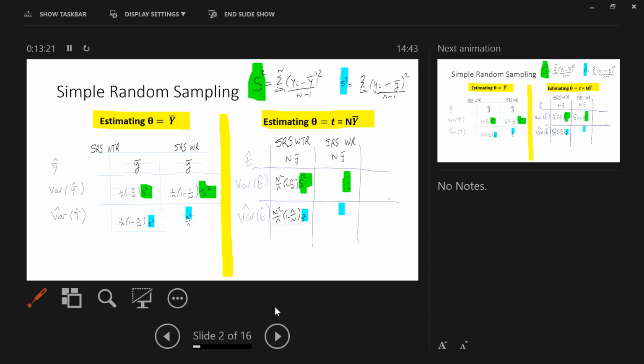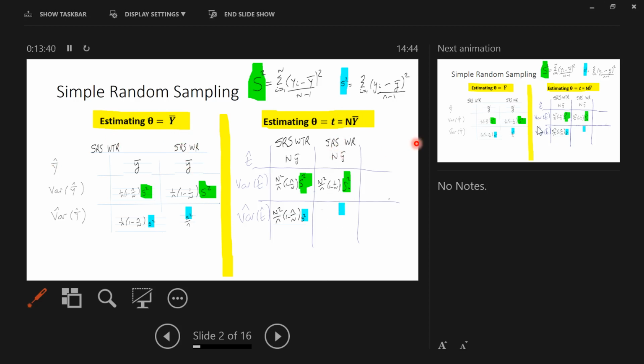And then similarly, I'm doing with replacement now, not without replacement. You estimate it. We said estimating T is N Y bar. I estimate the Y bar in with replacement. I estimate it with a little Y bar, and the N is a constant, it just goes in front.